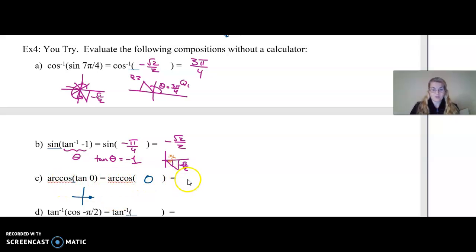So again, arc cosine is cosine inverse of 0. That's going to equal some theta when cosine of theta equals 0. So where is cosine equal to 0? In between quadrants 1 and 2, it's equal to 0 right up here on the unit circle at pi over 2. So theta is pi over 2. So this whole thing is equal to pi over 2.